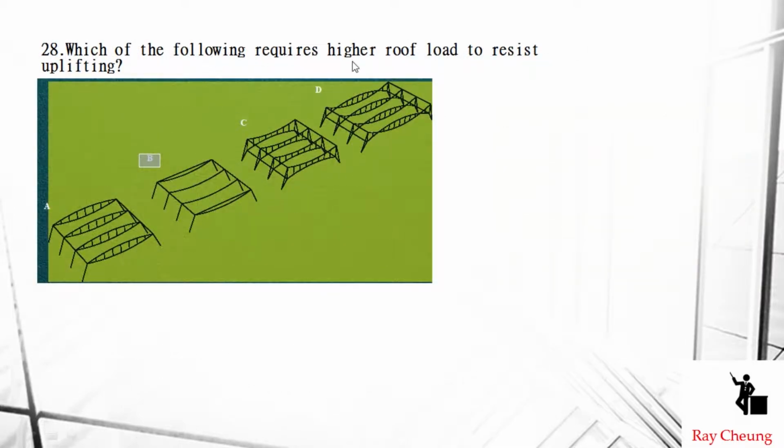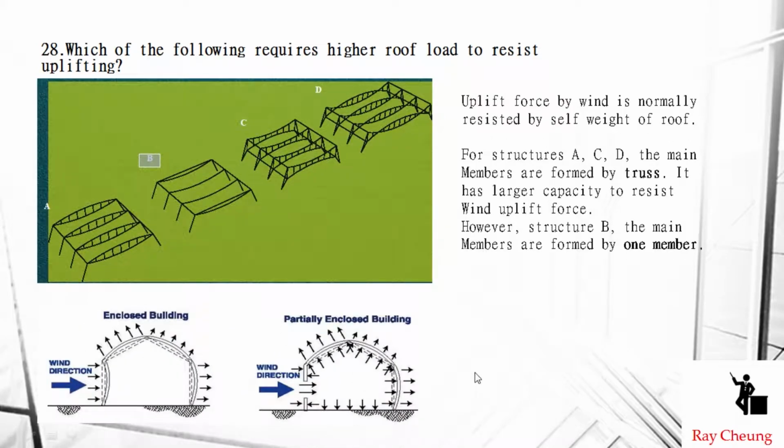And this one needs to require higher loading to resist uplifting. First of all, we need to understand why we see in many buildings during the typhoon season the cladding will be pulled out. This is because there are 2 different pressures, and the internal pressure is much larger than the outside, and then they will be pulled outside.